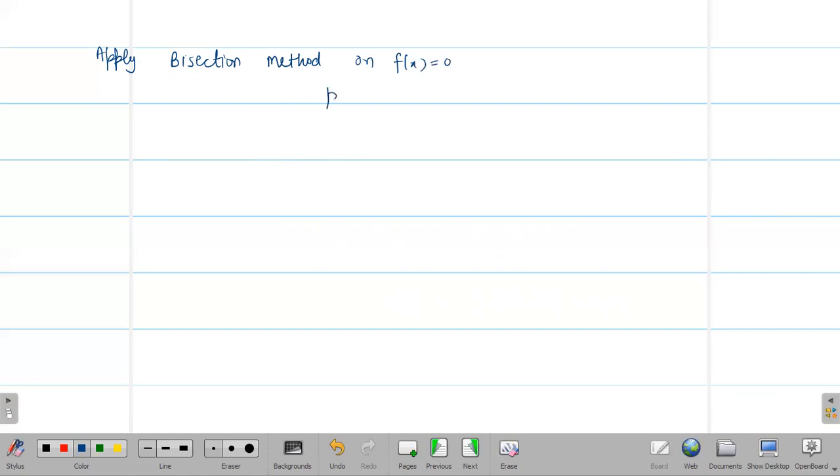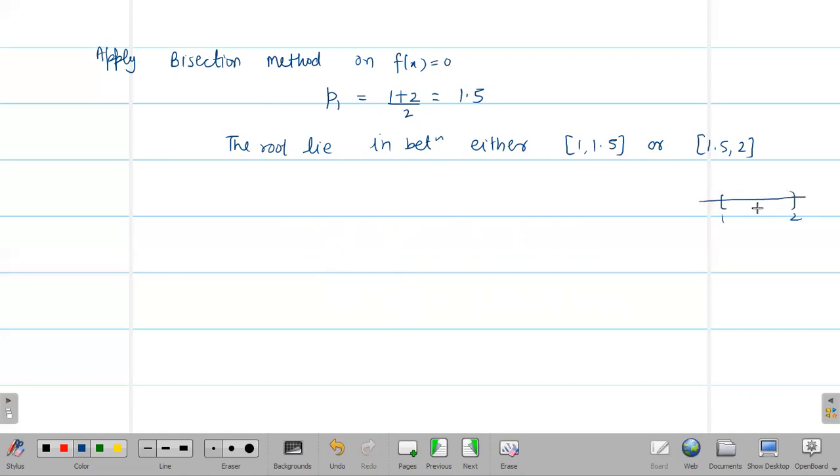Now let us take P1, the first iteration, by taking [1, 2]. So (1 plus 2) by 2 gives you 1.5. Now the root lies either in 1 to 1.5 or 1.5 to 2, because the interval was [1, 2]. So we have divided this interval into two parts: 1 to 1.5, and 1.5 to 2.